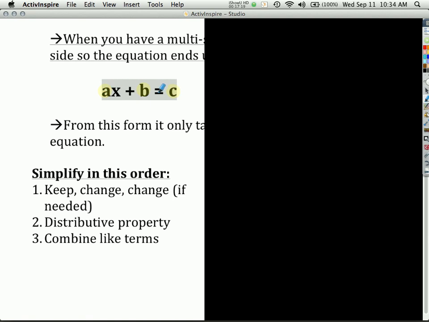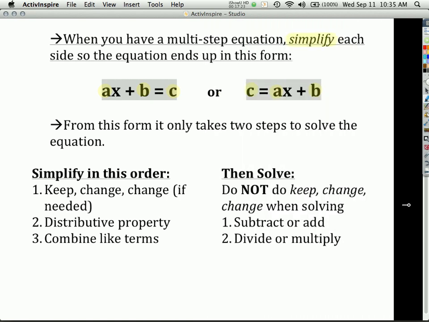Now we're ready to solve. Here's how you solve. When you're solving, don't do keep, change. You leave subtraction as subtraction. You always take care of the subtraction or the addition first, then you take care of the division or multiplication. You'll understand what I mean when we do it.